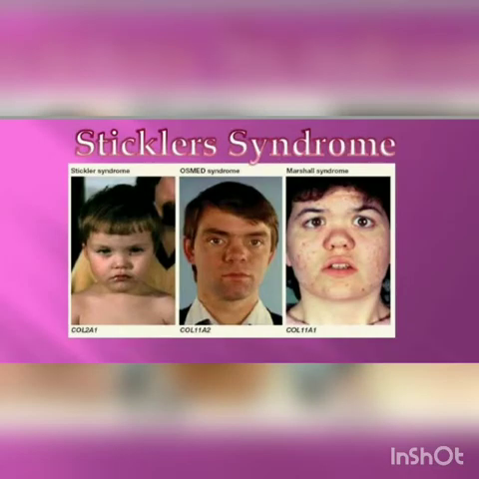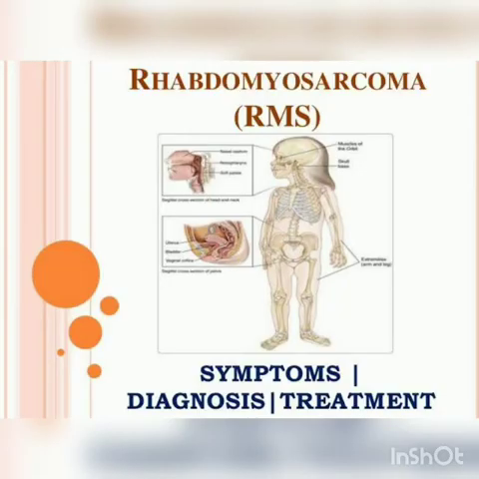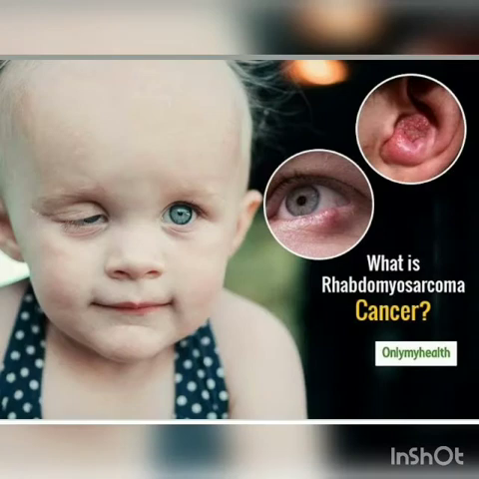Second one is Stickler syndrome. It affects the collagen and results in facial abnormalities. Stickler syndrome makes our face abnormal. Next, third one is rhabdomyosarcoma. It is a life-threatening tumor of the head, neck, and urinogenital tract. So it is a very serious syndrome which causes a tumor, that is a lump, in the neck, head, and in the urinogenital tract.